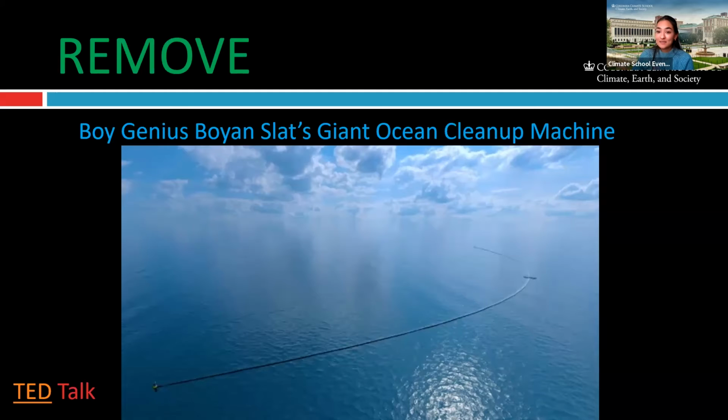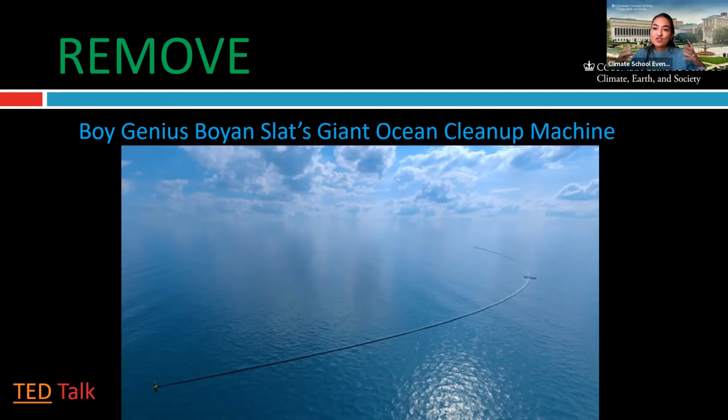I love this particular solution because the idea for the ocean cleanup machine was derived from a 17-year-old. His name is Boyan Slat. He's now 22 years old, but his idea was essentially, let's not fight the gyres or the current system of our ocean. Let's use them to our advantage.